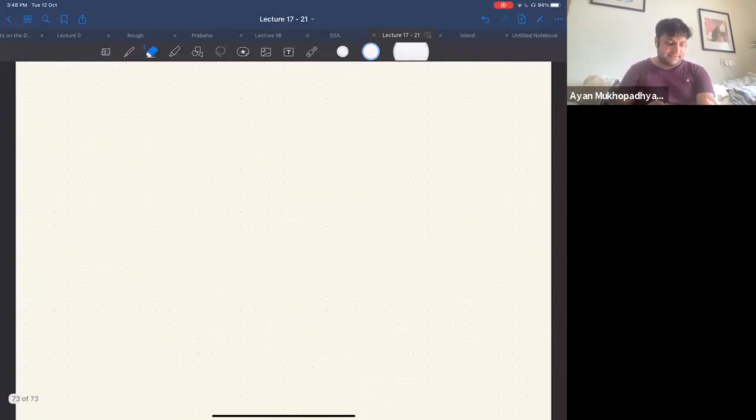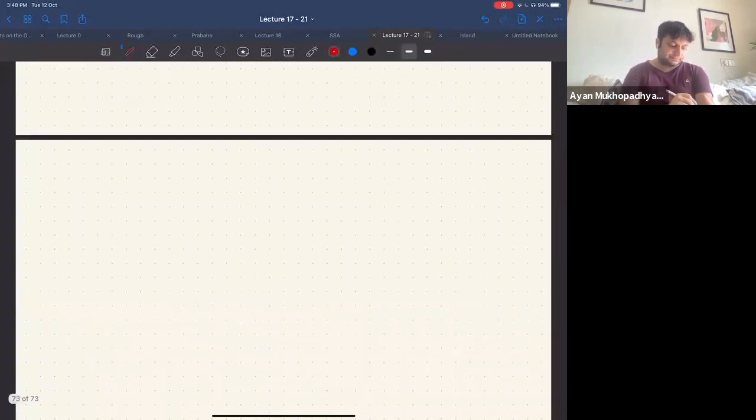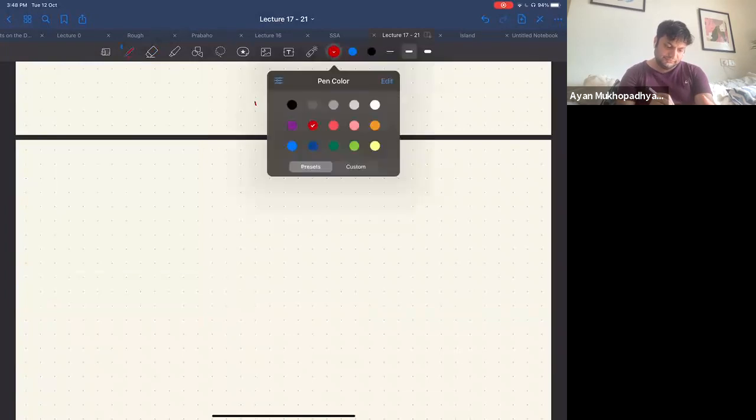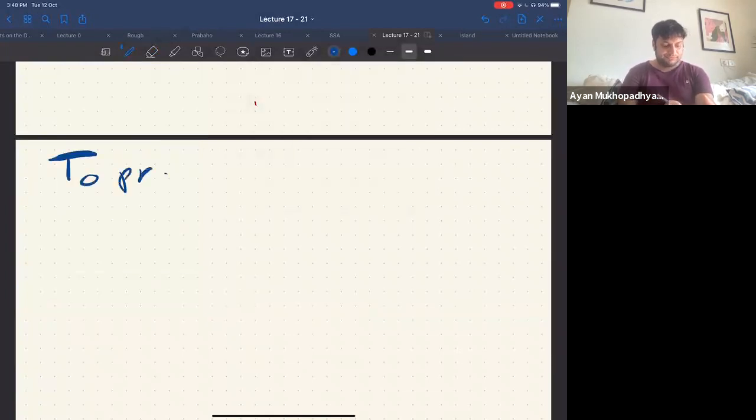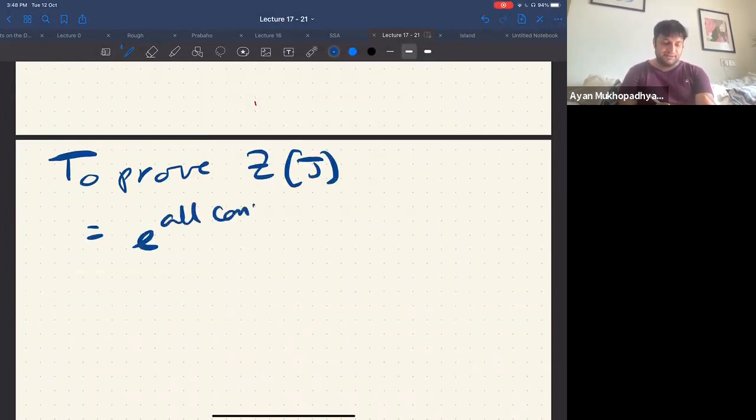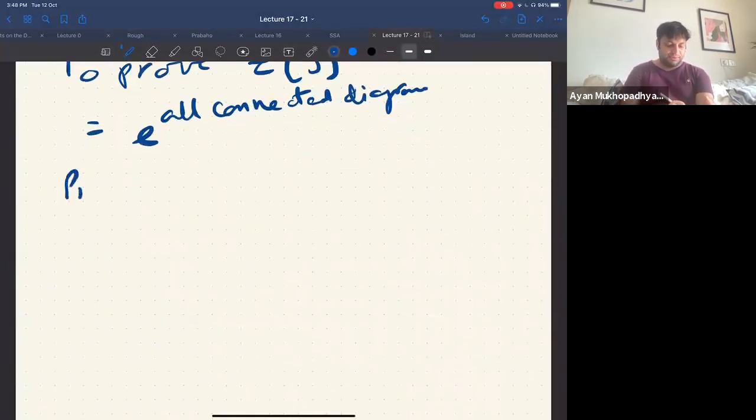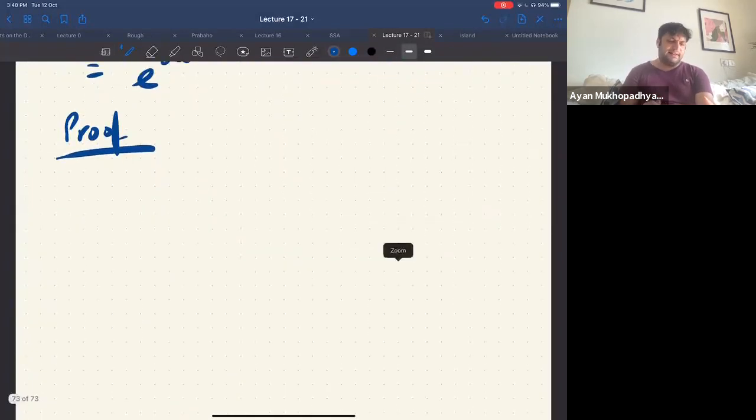So let's then prove this statement. To prove that Z of J is the exponent of all connected diagrams, right, which means that W of J is the sum over all connected diagrams. So this is what we need to prove. Let's see how the proof will go. This is something I started last time, but I realized that I confused notations and I didn't do it properly. I didn't use very good notations, so I'm going to redo it. And the proof is not that hard, it's quite simple.